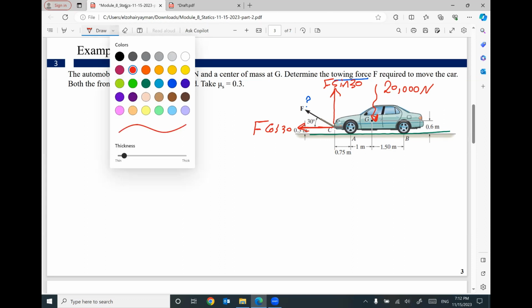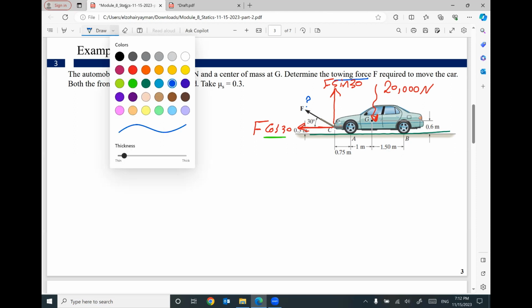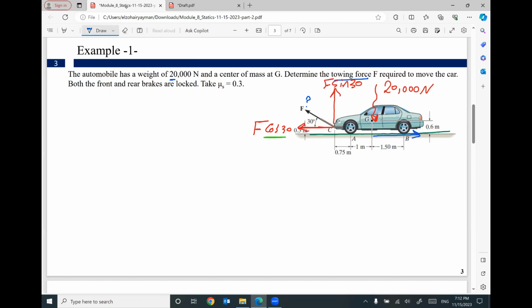The horizontal component, which is F cosine 30, is trying to move this car to the left. So I should expect friction to the right. This is the direction of your friction force. That makes sense? So can you tell me what is the value of this friction? It equals mu static, because the car did not move yet, times capital N. The value of mu is given, 0.3.